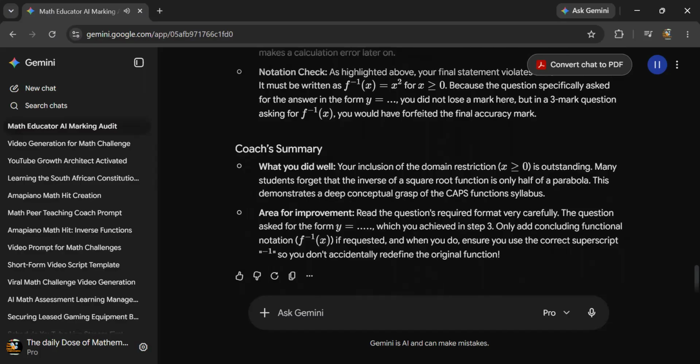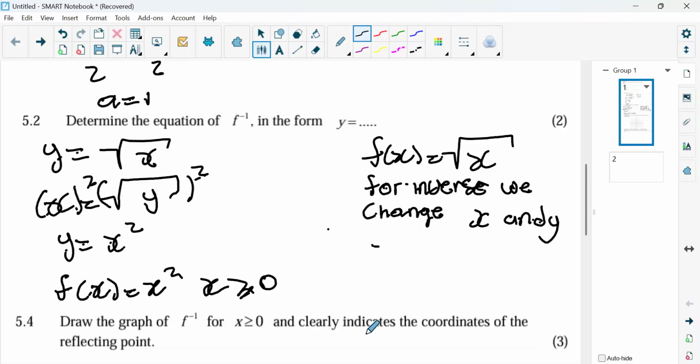Area for improvement. Read the question's required format very carefully. The question asked for the form y equals, which you achieved in step 3. Only add concluding functional notation, f^-1(x), if requested, and when you do, ensure you use the correct superscript, ^-1, so you don't accidentally redefine the original function. Okay, guys, we're moving on to 5.3.